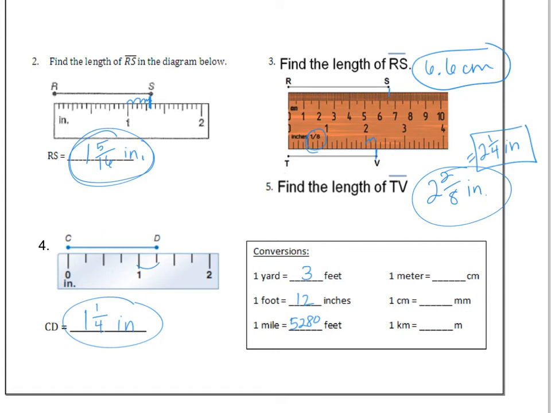1 meter, it's almost as long as a yard. It's actually about 3 inches longer than a yard. A meter is a little bit bigger, but 1 meter is the same as 100 centimeters. 1 centimeter is the same as 10 millimeters, and 1 kilometer is the same as 1,000 meters.